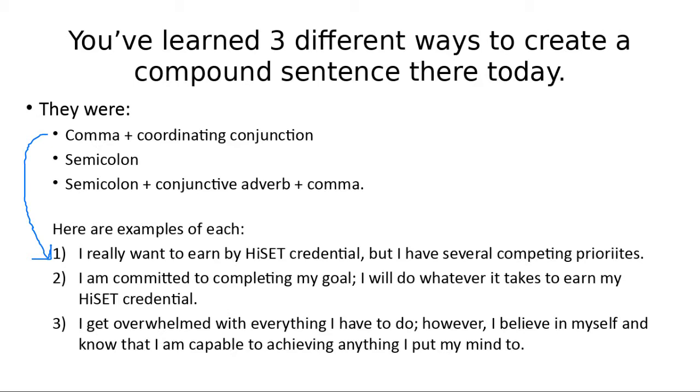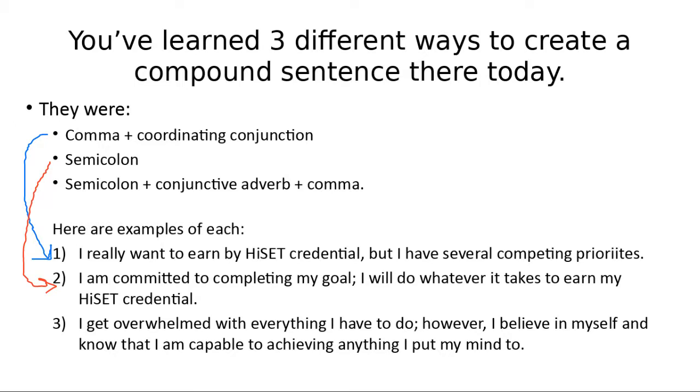Okay, another way that we talked about was just simply inserting a semicolon. So the way that kind of plays out looks like this. Number 2, I am committed to completing my goal; I will do whatever it takes to earn my HiSET credential. You look on each side of those and tell me you have an independent clause. You have a capital letter at the beginning and a punctuation mark at the end. Then I tell you, you've got yourself a perfectly acceptable compound sentence.